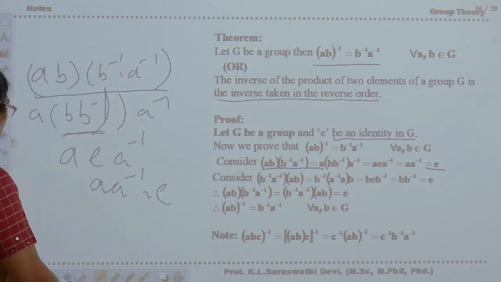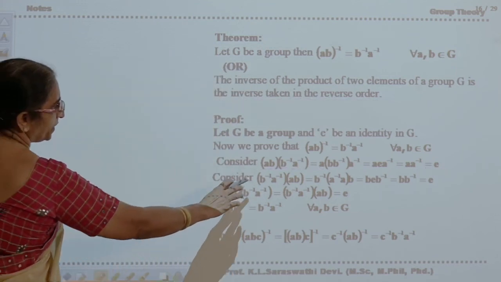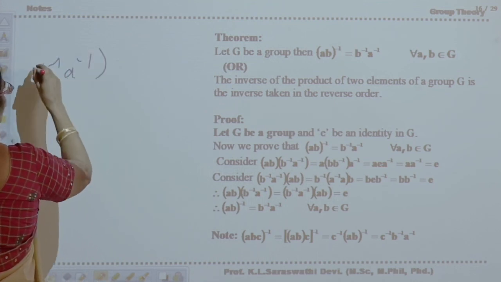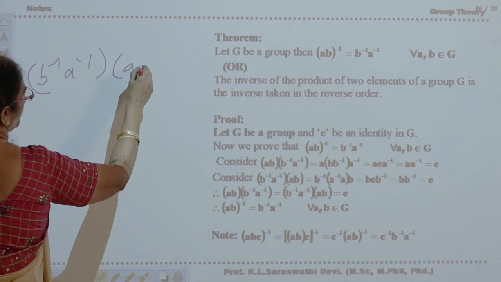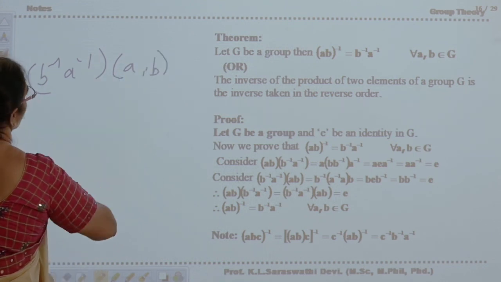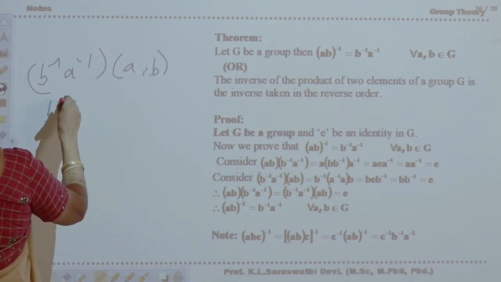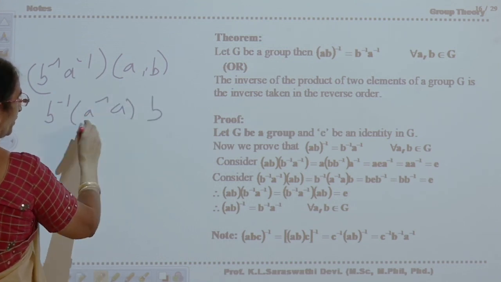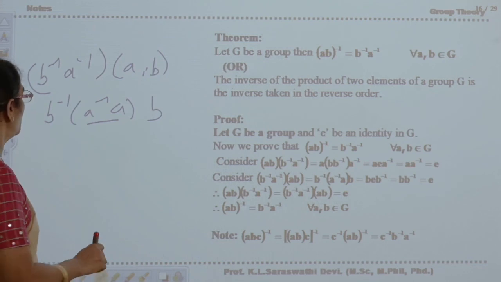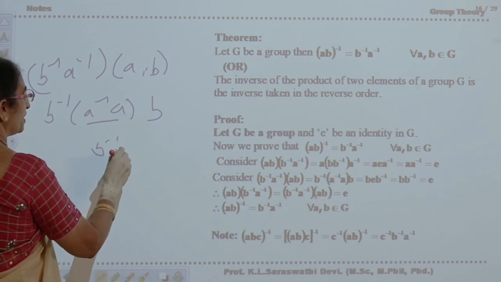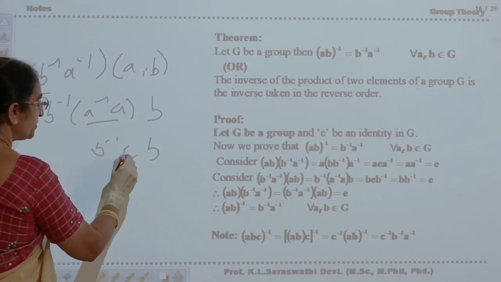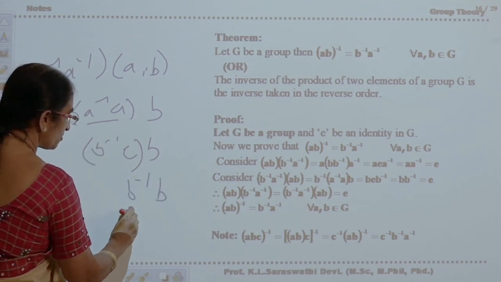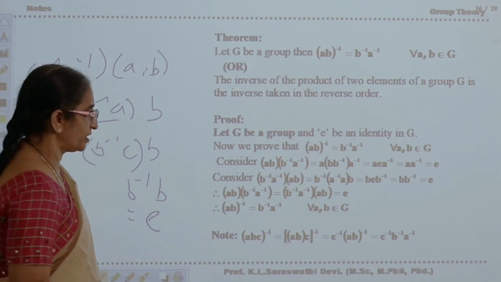Similarly, consider B inverse A inverse into AB. Product this is. So this you can write B inverse A inverse A B. What is A inverse A? E. So B inverse E B. What is B inverse E? This is B inverse. B inverse B is equal to E. That only we have written here.